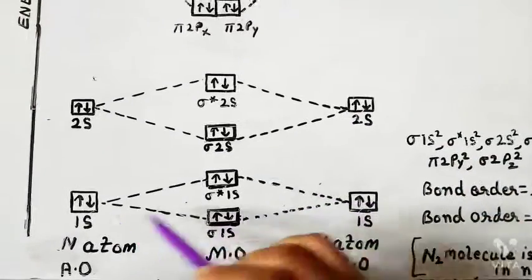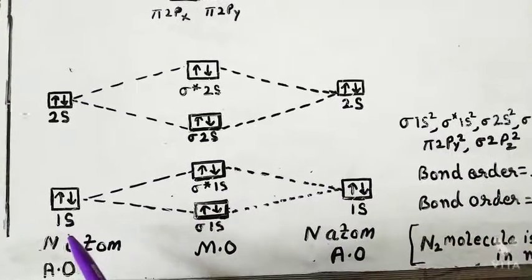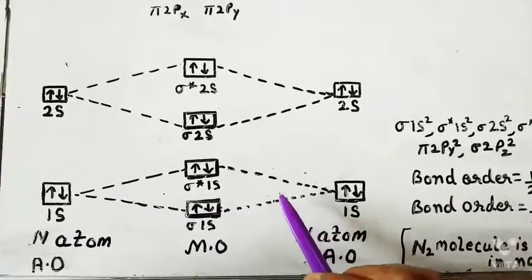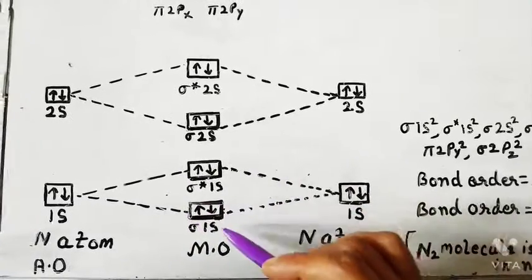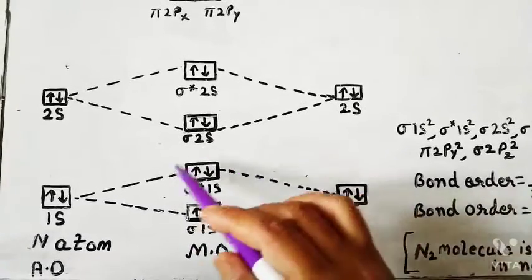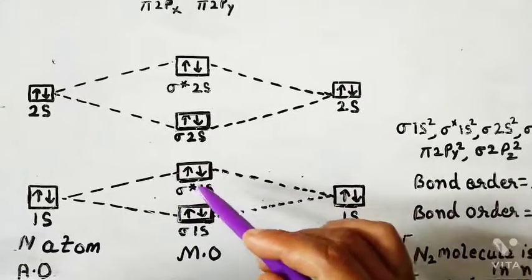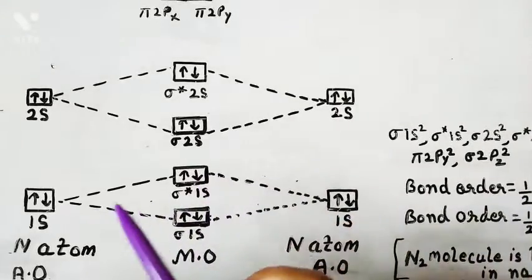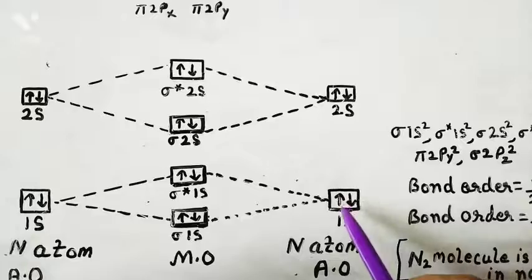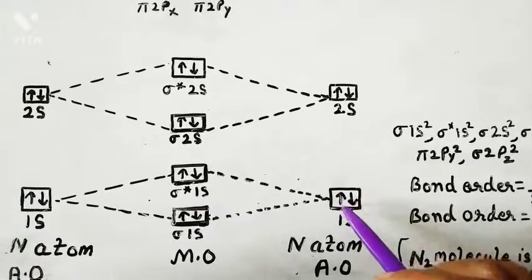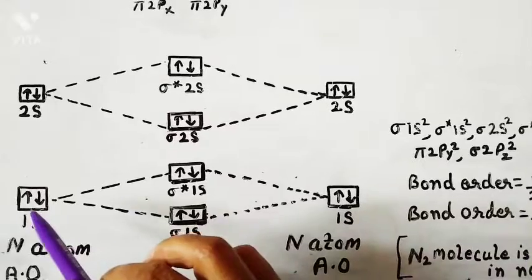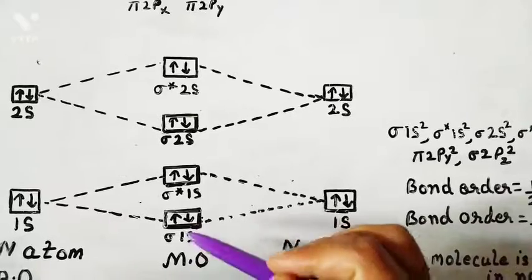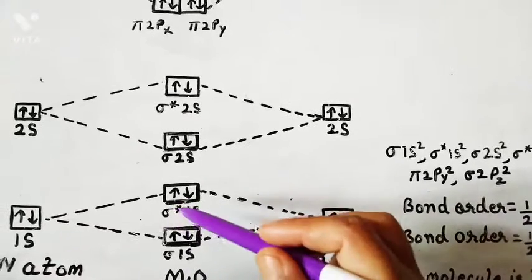Now we will see how the molecular orbitals are formed when the 1s orbital of first nitrogen atom and 1s orbital of second nitrogen atom will combine with each other. They will form 2 molecular orbitals, that is sigma 1s bonding molecular orbital and sigma star 1s anti-bonding molecular orbital. Star sign is present here, so it is anti-bonding molecular orbital. So here are 2 electrons in this atomic orbital, also 2 electrons are present, so 4 electrons are here, so 2 will be in bonding, 2 will be in anti-bonding. Bonding is lower energy orbital and anti-bonding is higher energy orbital.